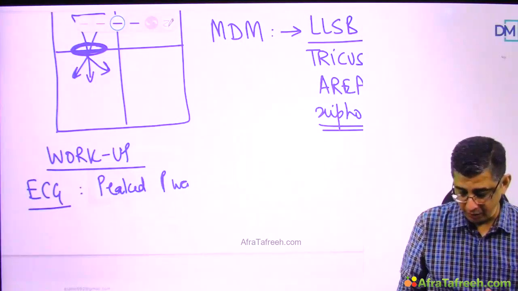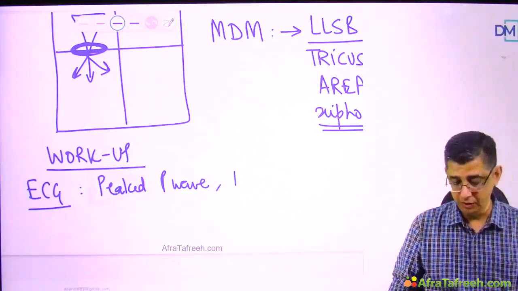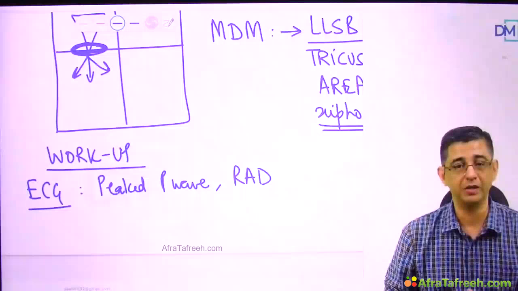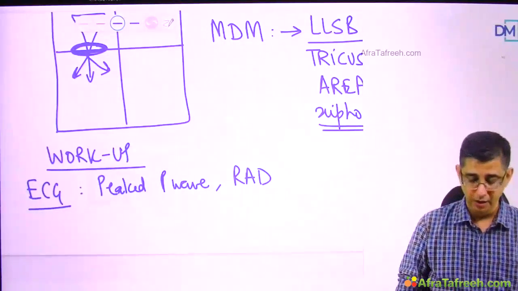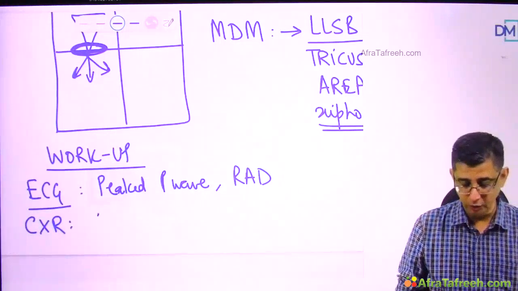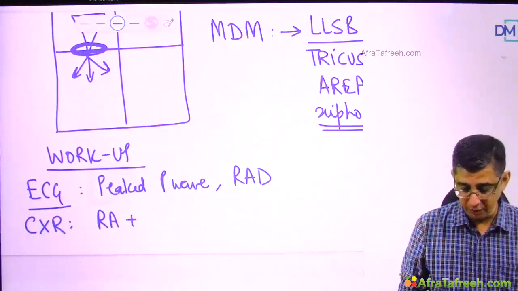Then the echocardiography will also give you information. ECG will show right axis deviation also, because any side of the heart becomes bigger, the axis tends to go towards that particular side. If you will be doing a chest x-ray in this patient, then you will notice that the right atria will appear relatively more prominent.